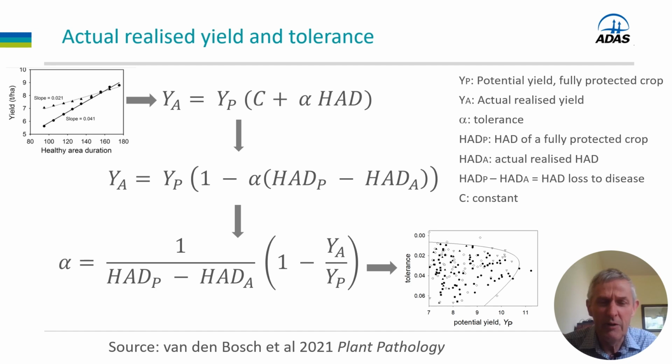If we do a bit of rearranging of that equation, we arrive at the equation at the bottom, which expresses alpha, our measure of tolerance, the slope of the line, as defined by the difference in the healthy area duration between a fully protected crop and what we actually manage to achieve in the field, and between the yield of a fully protected crop and the yield that we actually achieve in the field. That enabled us to explore where the optimum breeding target sits.